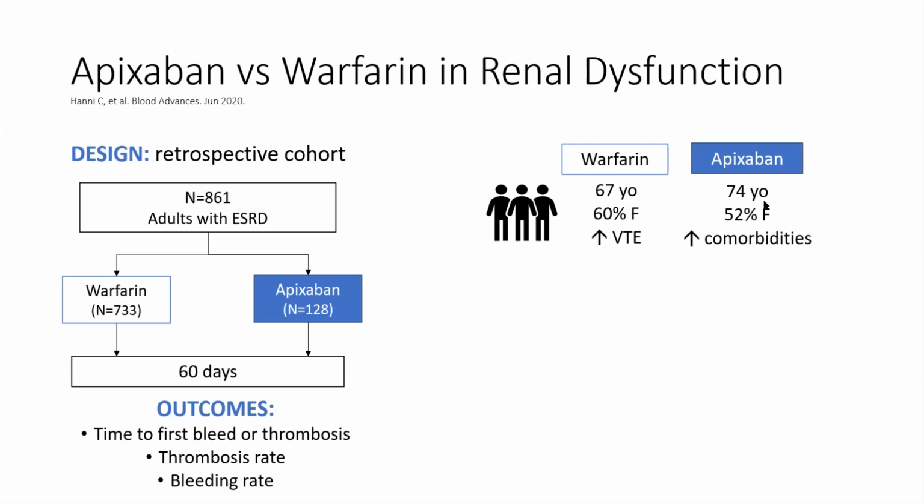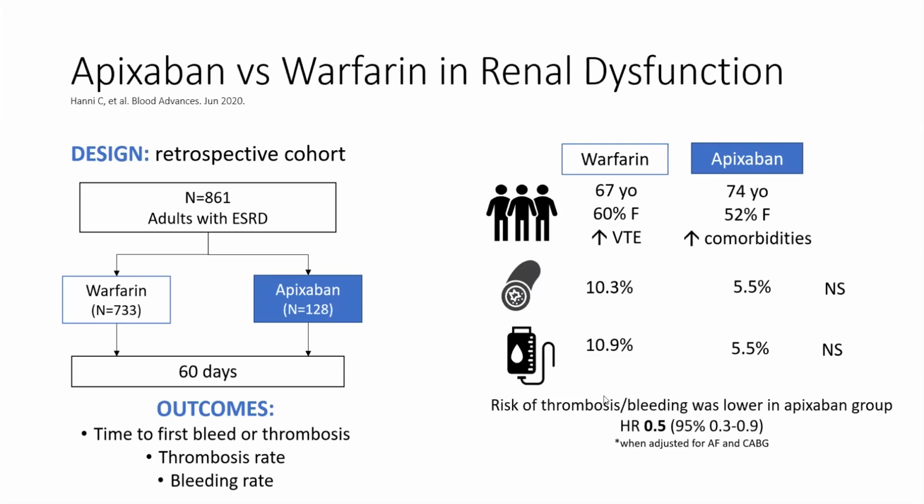And what they found was that people in the Apixaban group were significantly older and had more comorbidities than the warfarin group. And the warfarin group had significantly more women and a higher percentage of patients being treated for a venous thromboembolism. For the secondary outcomes of thrombosis and bleeding, there was a non-significant difference between warfarin and Apixaban, though the absolute numbers in the warfarin group were higher. For the primary outcome, the risk of thrombosis or bleeding was lower in the Apixaban group, especially when adjusted for other confounders, such as AFib or CABG. And interestingly, again, the higher dose Apixaban, the 5 milligrams BID, was actually better than the lower dose Apixaban or warfarin. And this was largely due to a significant decrease in the number of bleeding risks.